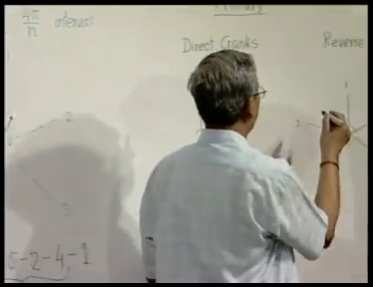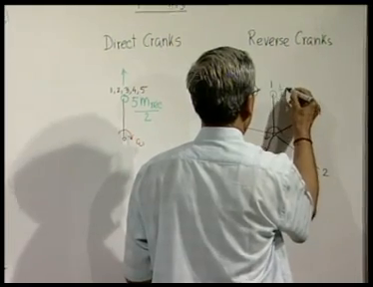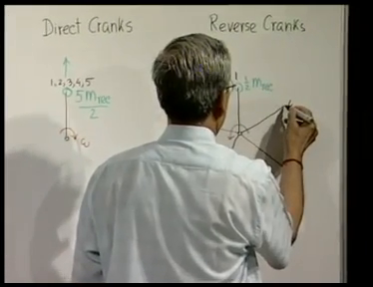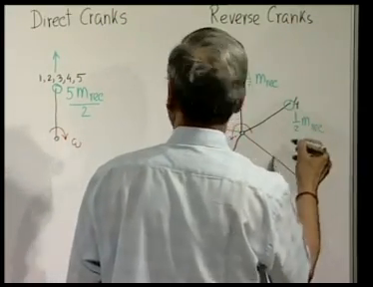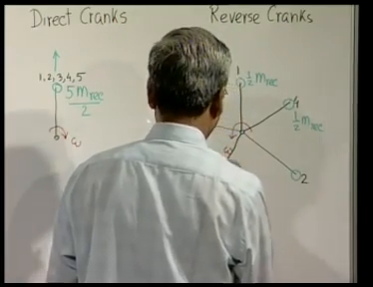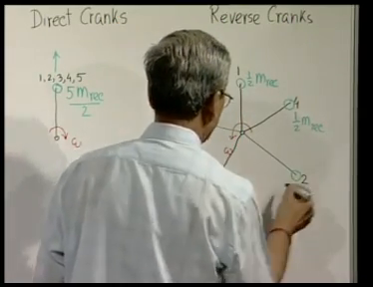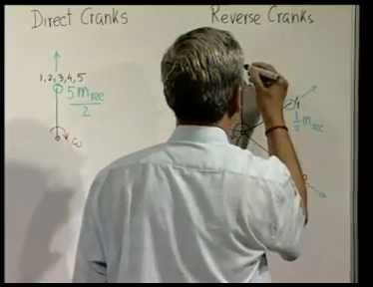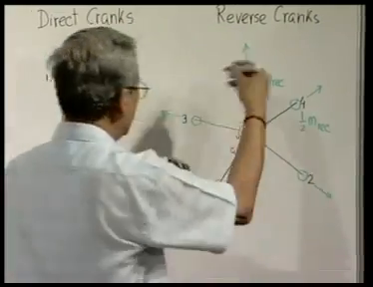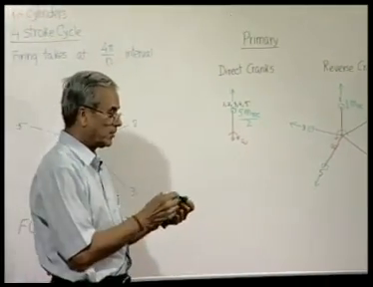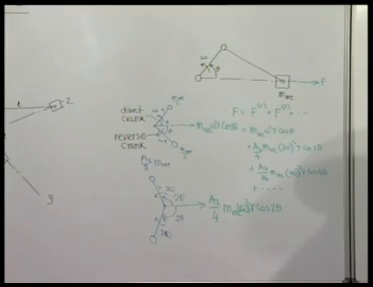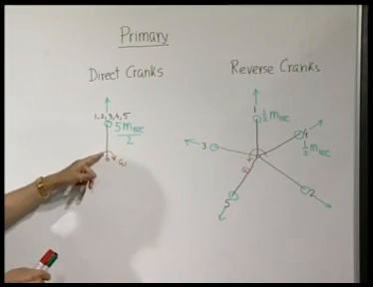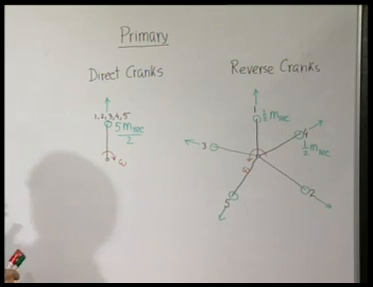On the other hand, when we place half m reciprocating here, half m reciprocating and so on, then the centrifugal forces produced by these imaginary masses neutralize amongst themselves. Thus, the only remaining primary unbalanced force is 5 by 2 m reciprocating omega square r, and that can be balanced by placing a counterweight just opposite the actual crank.